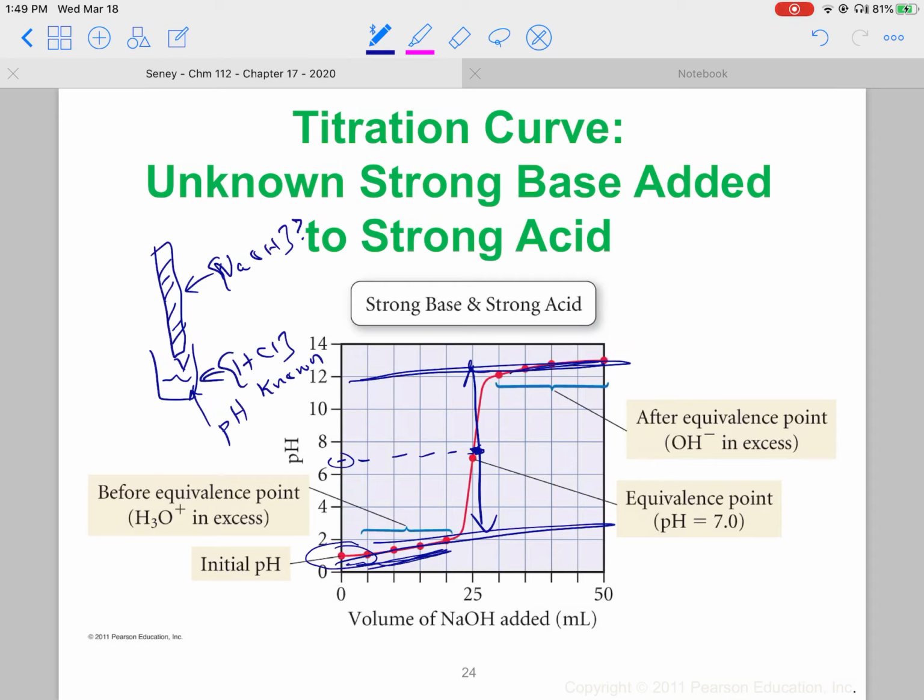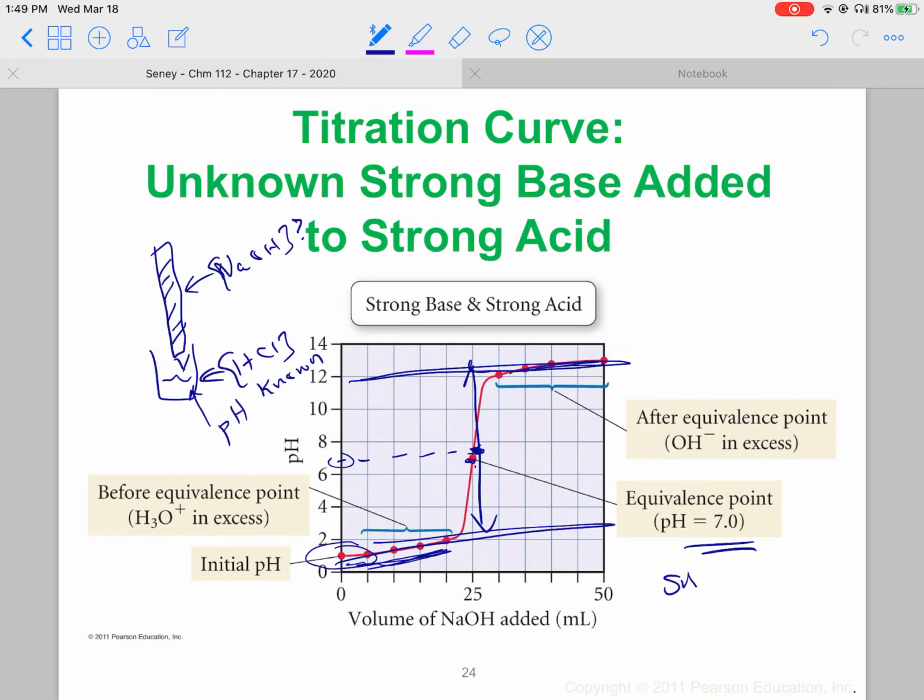An equivalence point means that the moles of your acid and the moles of your base are equal. And here at this point, because they're at equivalence, a pH of 7.0 tells you that we essentially don't have any hydroxide or hydronium left over. We have just water. And so at this point, you have 0 hydroxide and 0 hydronium, and you have a pH of 7. This is always true.